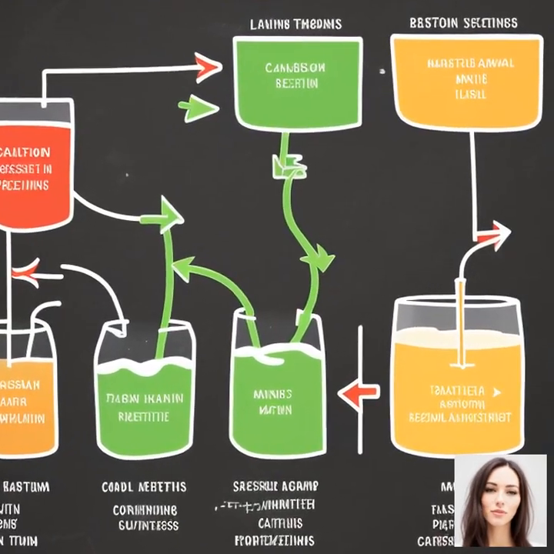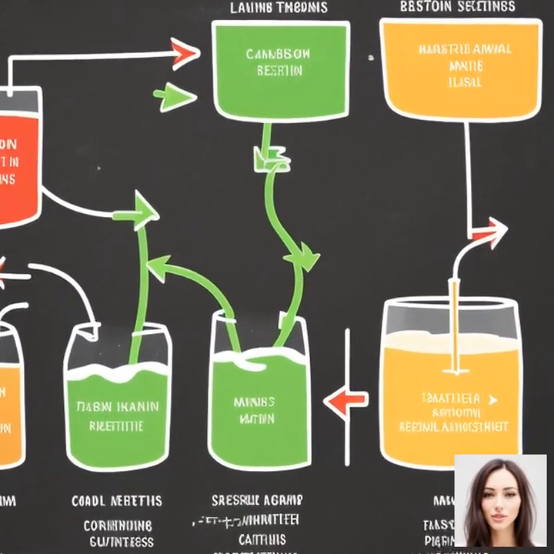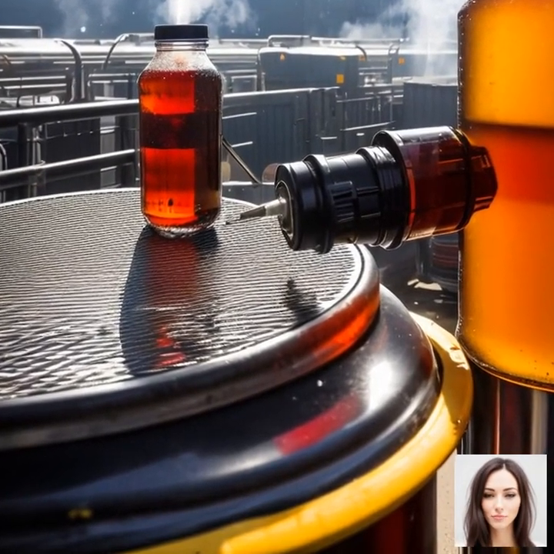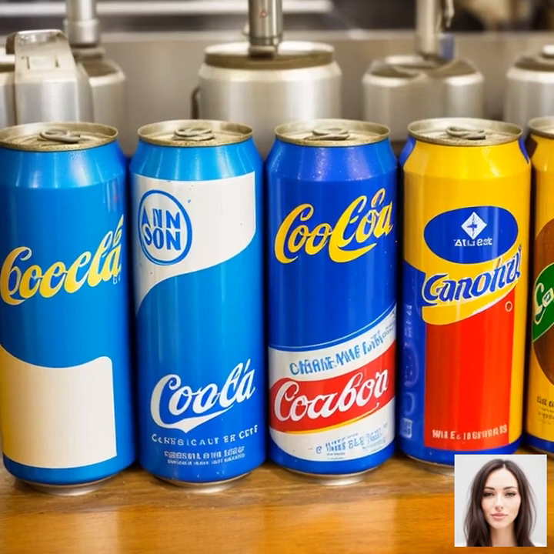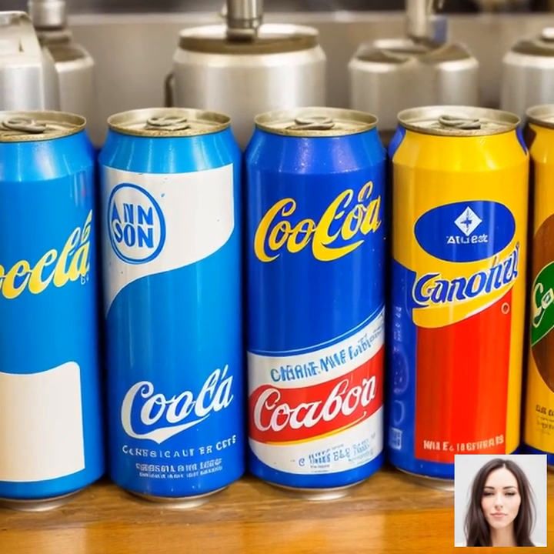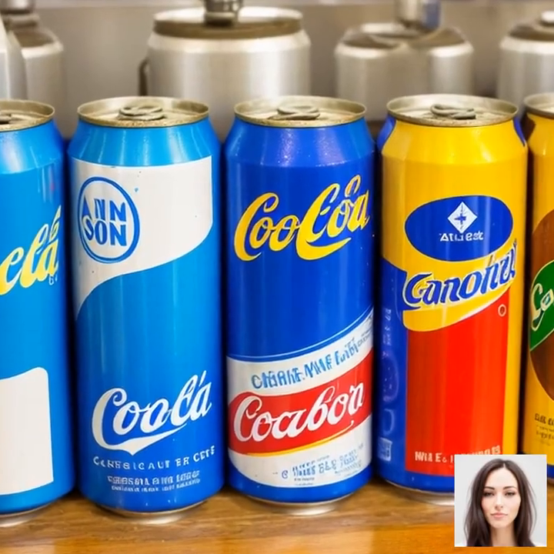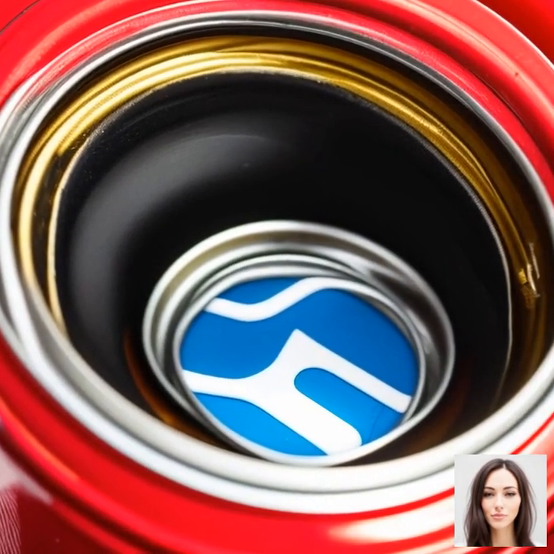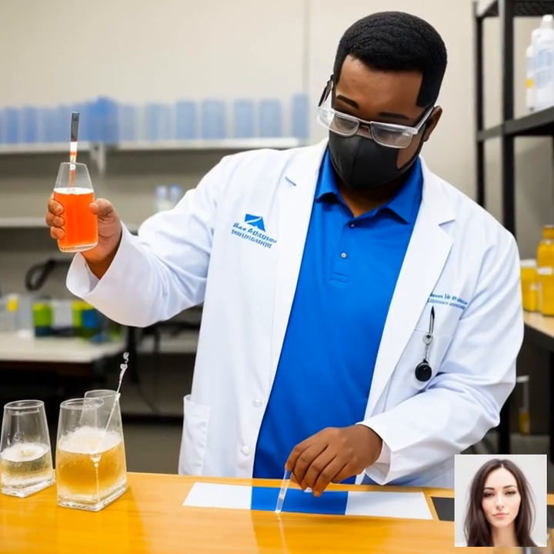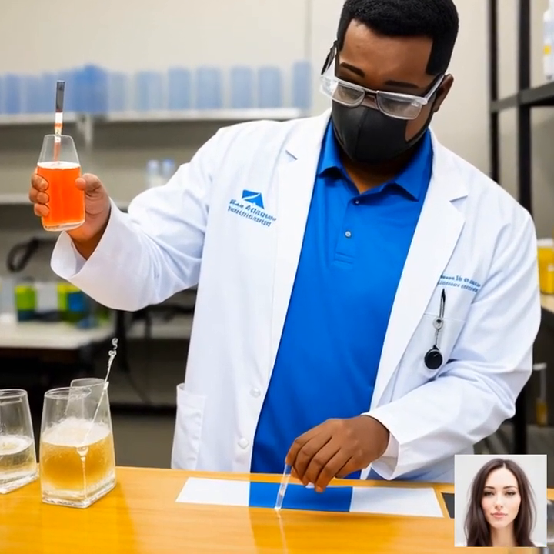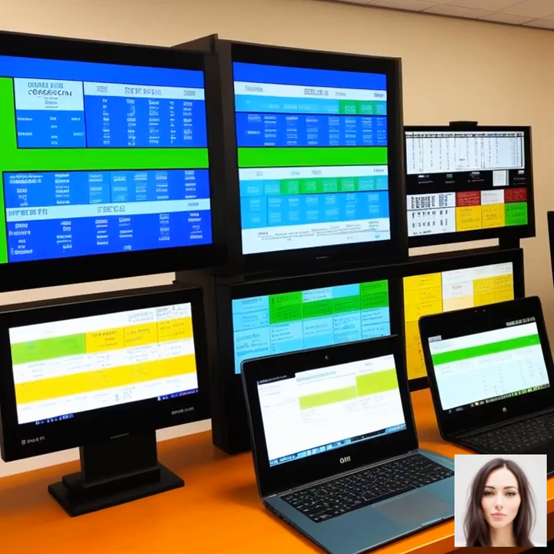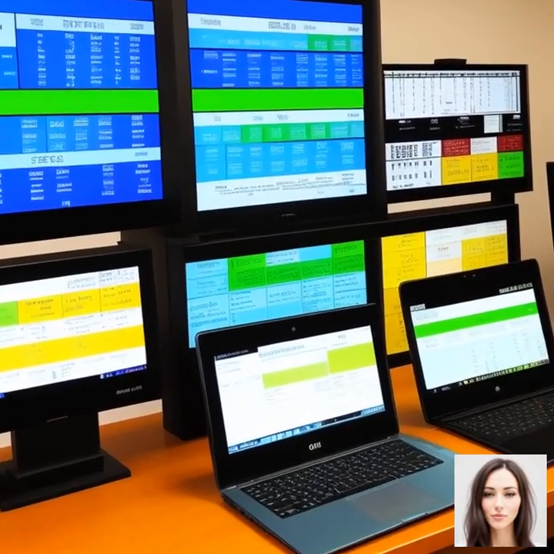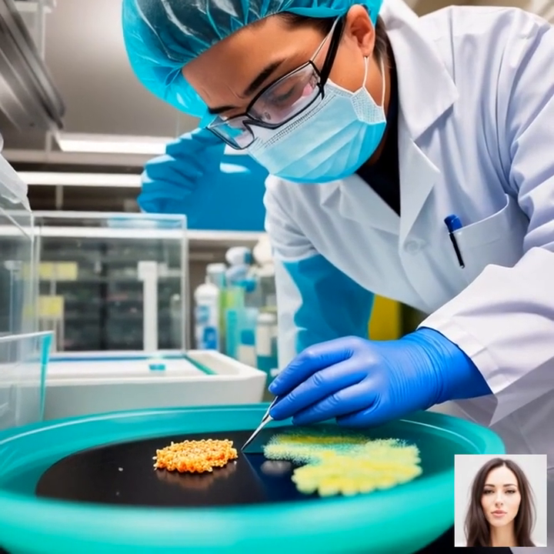Once we have our purified water, it's time to add the sweetener. This could be sugar, high fructose corn syrup, or even artificial sweeteners for diet versions. Now we are ready to add the flavorings. This could be anything from natural fruit juices to artificial flavors, depending on the type of soda being made. The next step is where the magic happens, carbonation. This is where the purified water, sweetener, and flavorings are mixed with carbon dioxide under high pressure to create that fizzy sensation we all love.